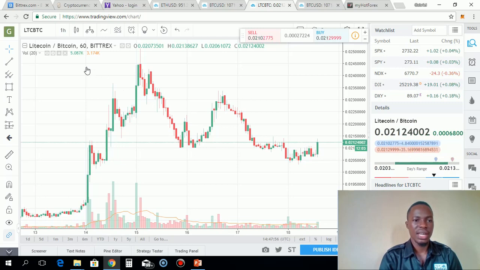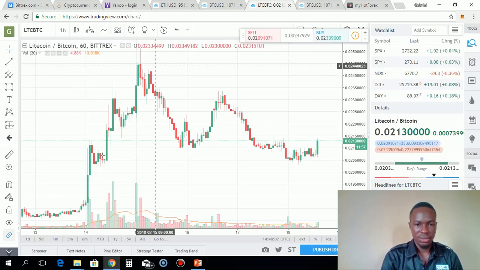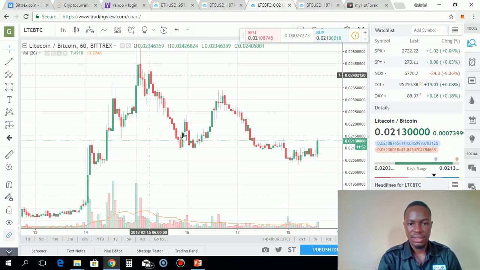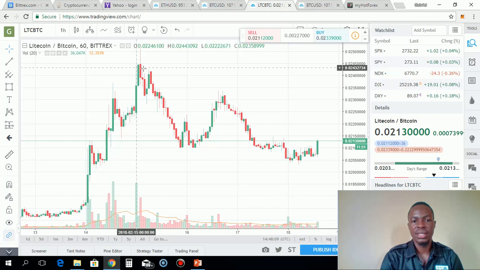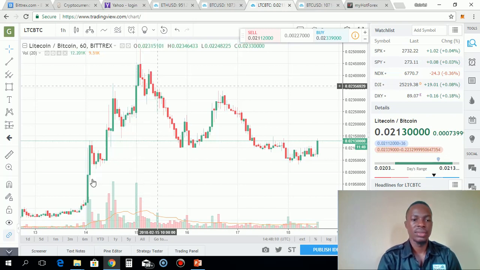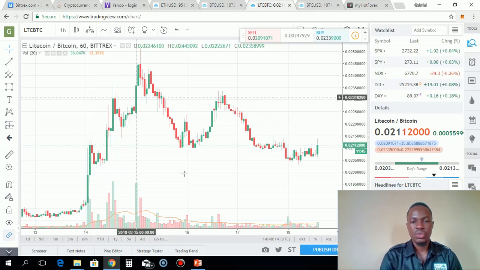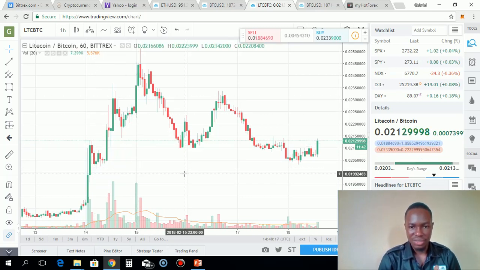So this is a chart of Litecoin against Bitcoin, and as I showed you in the other chart, this is an uptrend and this is a downtrend. You can see the market making lower highs and lower lows, and this other way the market was making higher highs and higher lows. So what is support and what is resistance?